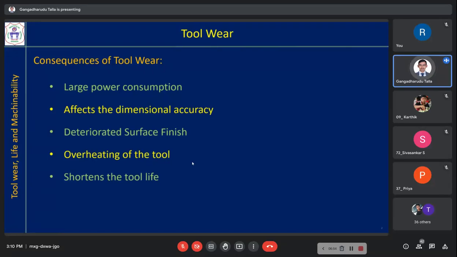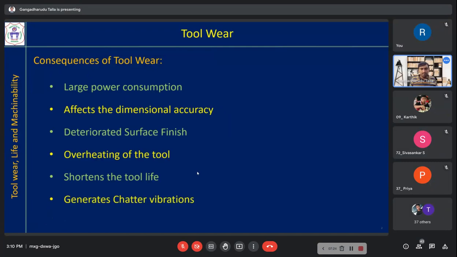Now it shortens the tool life. If the tool is worn out, obviously tool life will go down because the tool is not giving the intended performance. If the tool is not giving that intended result, then we will say that the tool has failed. It need not break physically. If it is not giving the desired machining characteristics, the tool has failed. Now it generates chatter vibrations.